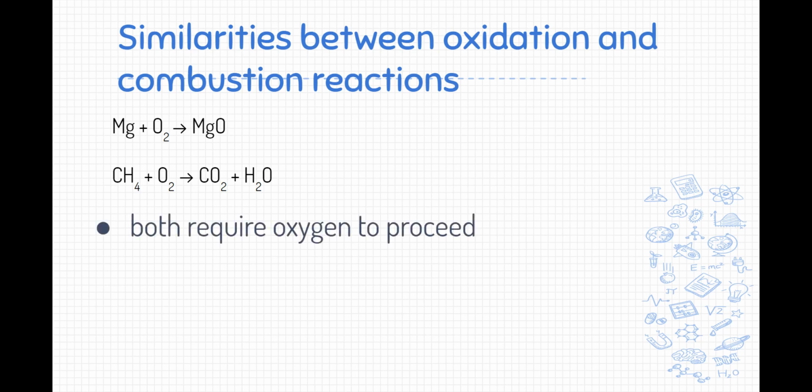So if we compare these two reactions, both reactions require oxygen to proceed. So oxygen is one of the reactants. And the products are oxides. So in the first reaction, we just have one oxide, magnesium oxide. In the second reaction, the fuel which is reacting with oxygen has carbon and hydrogen. And so we produce an oxide of carbon, carbon dioxide, and an oxide of hydrogen, H2O, water.